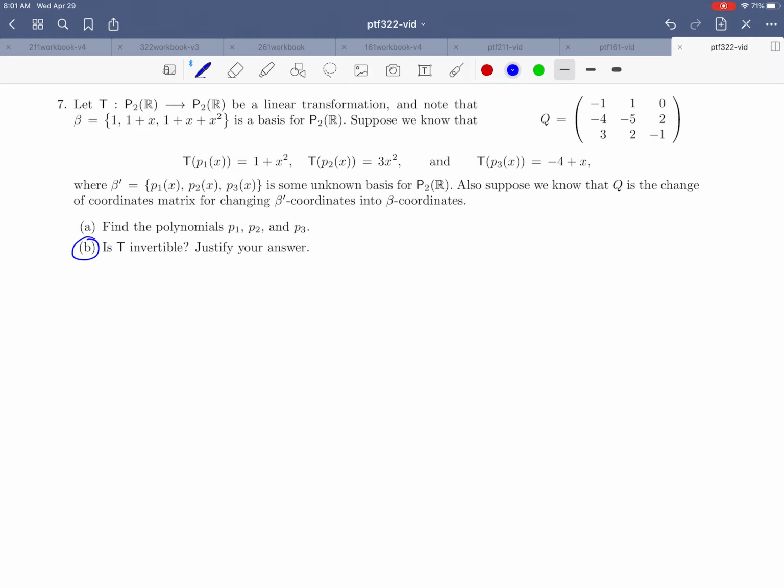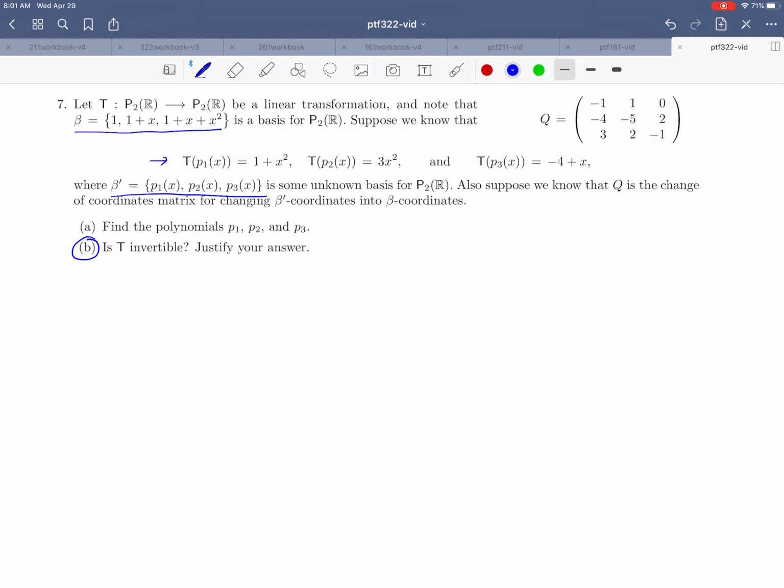So we've got a linear transformation from P2 of R to P2 of R. We've got two bases for P2 of R, beta and beta prime. We're given what beta is, and we actually figured out what beta prime was in part A. And the only other information that we're given relevant to part B is this. They tell us what we get as outputs if we plug in P1, P2, and P3.